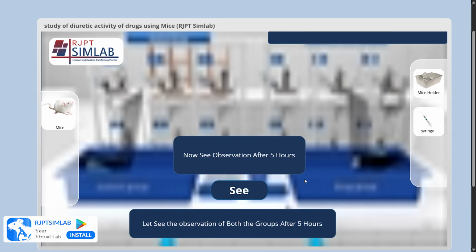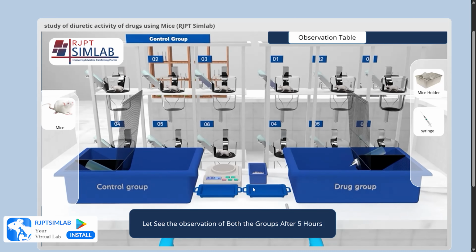Now we will see the observation. We will observe the animals of the control and the drug group after 5 hours. We have to leave them for 5 hours so that the drug solution acts on the mice. The drug will show its effect, and after that we will observe them. So now let us see the observation of both the groups.